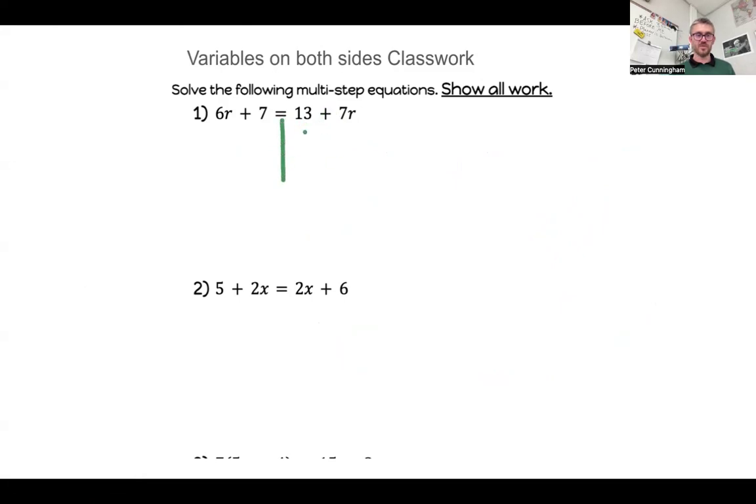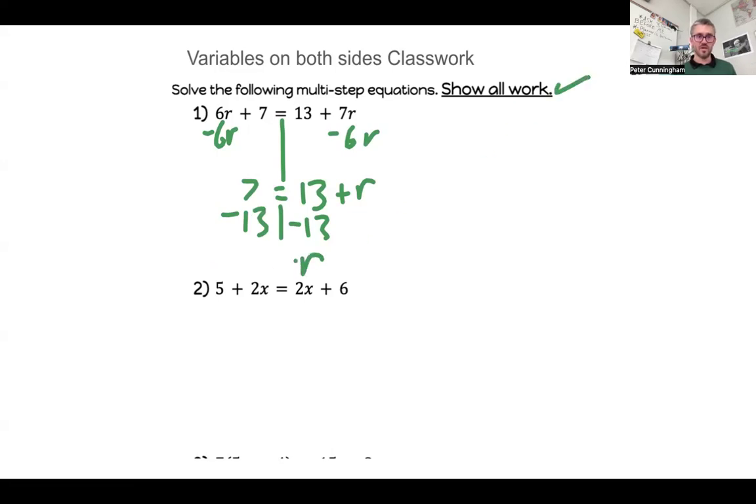Okay, variables on both sides. Take 6r away here, and we have, and I know I'm going fast. Slow it down, watch it again. 7r equals r plus 13. 7 minus 6 is r. Take 13 away from both sides. Show all your work if you want to get your credit. And you have r equals 7 minus 13. That's negative 6.